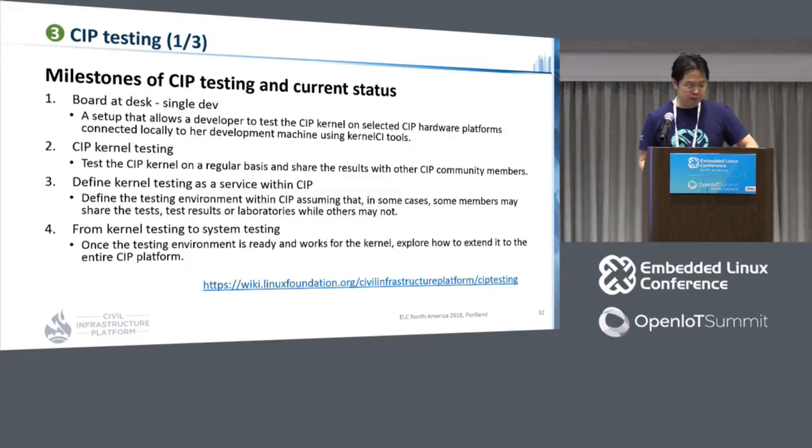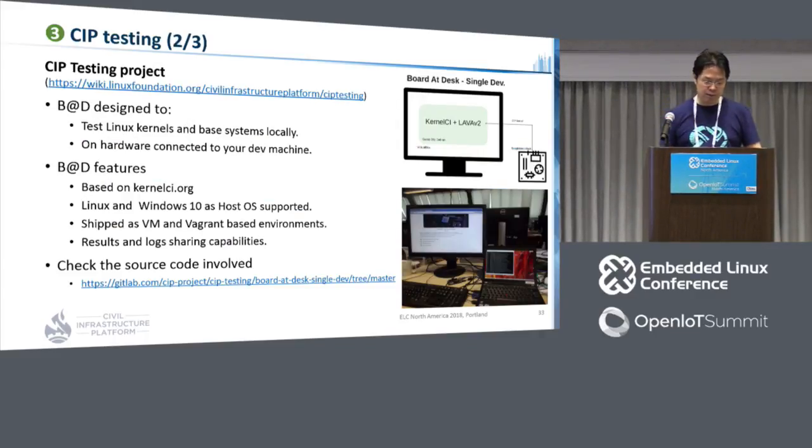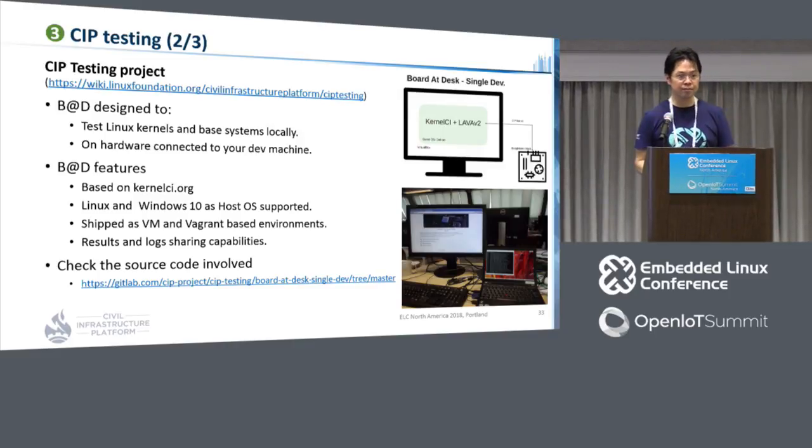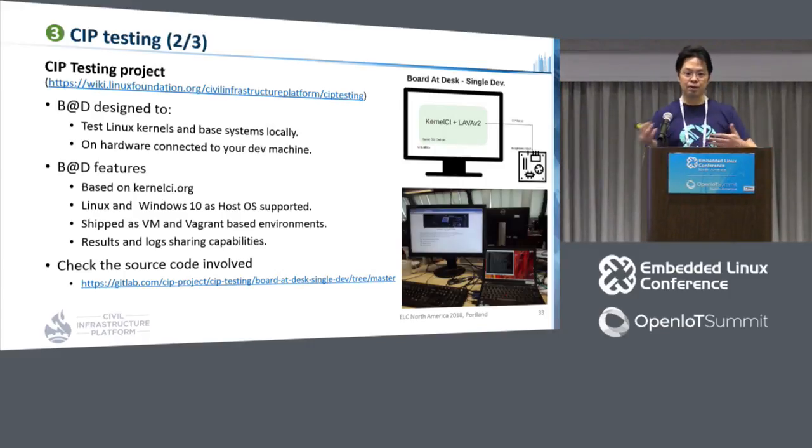After we release a CIP kernel, we need to validate the CIP kernel itself. We created an environment for testing kernels, and that's called the board at desk. Board at desk is designed to test the Linux kernel and base systems locally by using KernelCI and LAVA. KernelCI and LAVA are very common tools to test kernels in the community. That's why we selected both components. But that kind of system usually works remotely, and we'd like to test locally to validate our embedded systems. So board at desk is able to connect to devices that are on the desk. This is the concept behind the name board at desk.